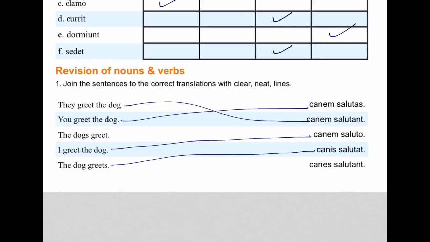And the last one, just to check, that again is they greet. This time canes is the nominative plural, isn't it? It's the dogs. So the dogs are this time doing the greeting. So over here we have 'the dogs greet'. So that joins up there. All done.